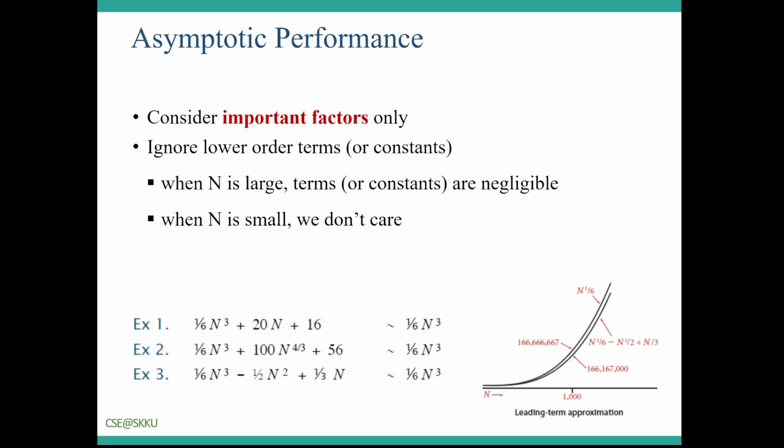But as n becomes very large, such as 1 million, 10 million or 1 billion, the low order terms like n squared or just linear n or n to the 4/3 or constant become negligible. Okay, so eventually all three behave like 16n cubed.